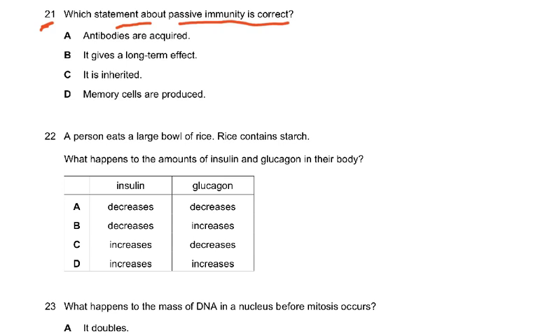So the question is, it says antibodies are acquired. It gives a long-term effect. No, it's a short-term effect. The effect of the mother to fetus or the other artificial passive immunity also is short-term. It is inherited. No, memory cells are produced. No. So the only answer is antibodies are acquired. They are obtained from a source, either mother to fetus or we make them in the lab.